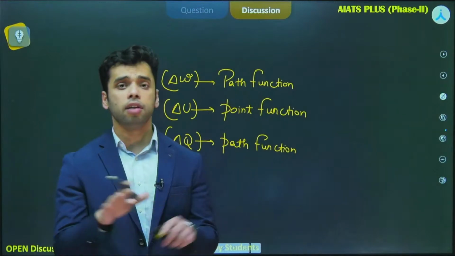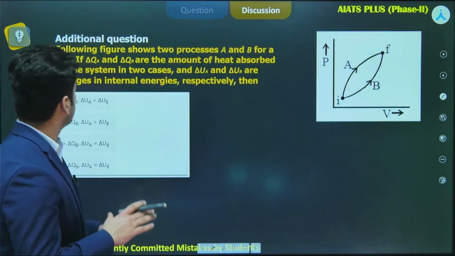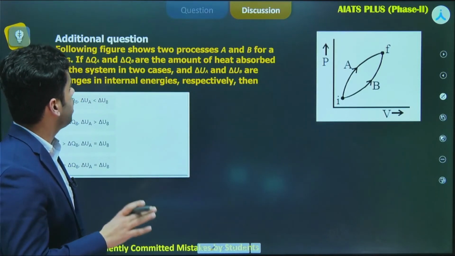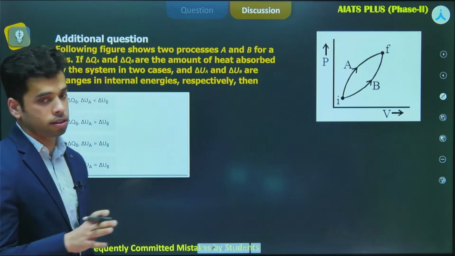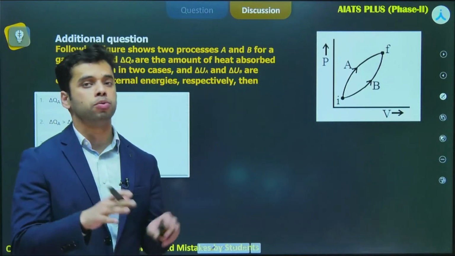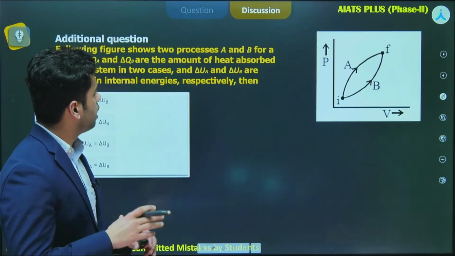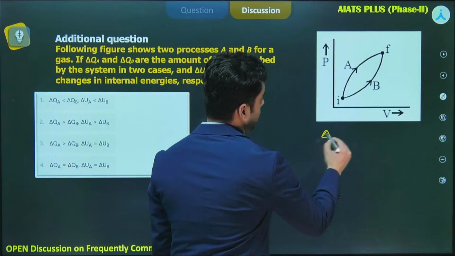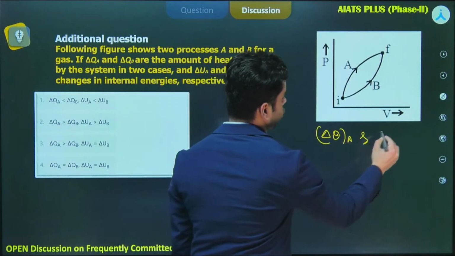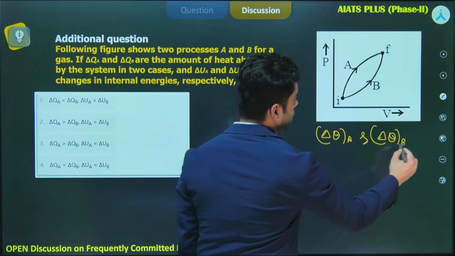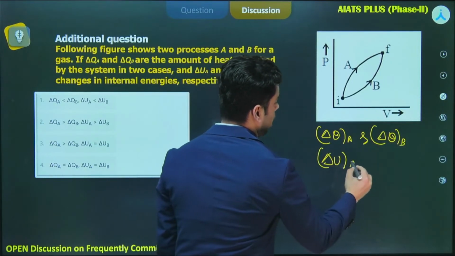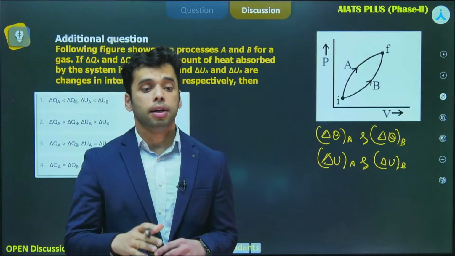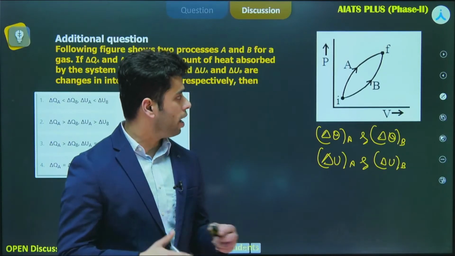Now, if you are clear with the concept, attempt this problem. It says the following figure shows two processes A and B for a gas. Delta QA and delta QB are the amount of heat absorbed by the system in the two cases, and delta UA and delta UB are the changes in the internal energy respectively. So you need to compare delta QA and delta QB, and also delta UA and delta UB.